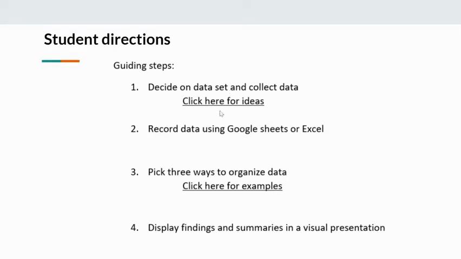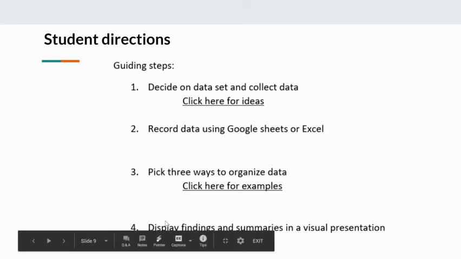They would have to record data using Google Sheets or Excel. This would be another part of the active learning process because students may not be specifically taught how to use these. So they would have to use their technology resources to figure it out and use their peers in discussions as well. Then they would pick 3 ways to organize their data. So this could be a box and whisker plot and some of the examples I showed previously. Then they would display their findings and summaries in a visual presentation.